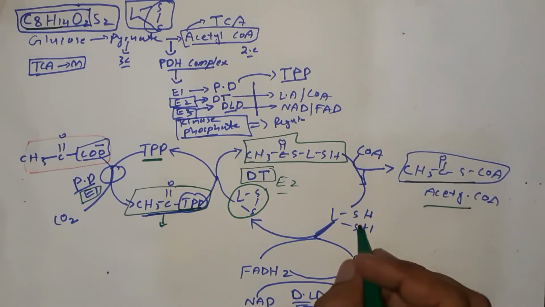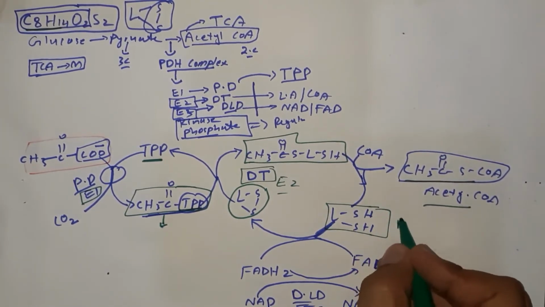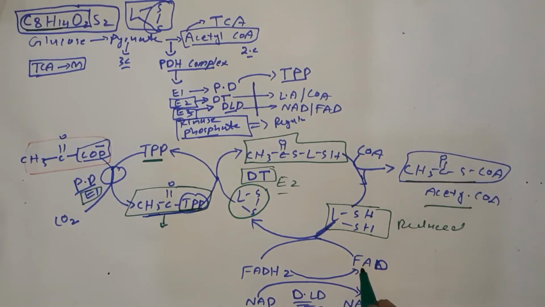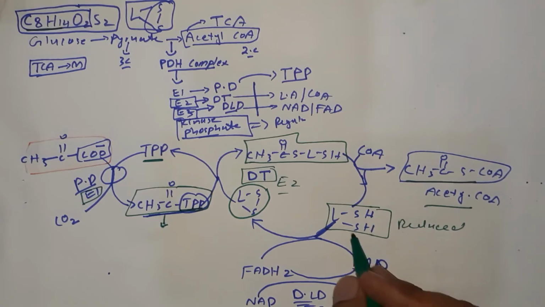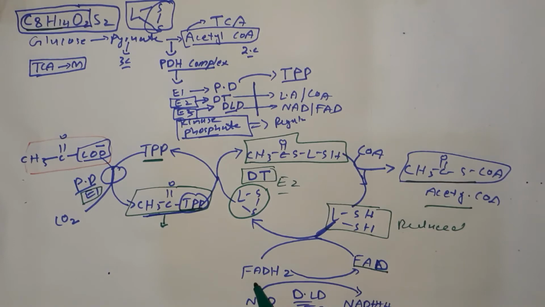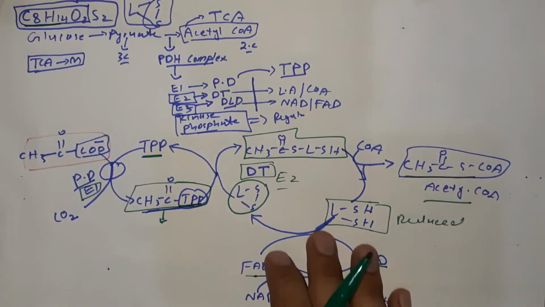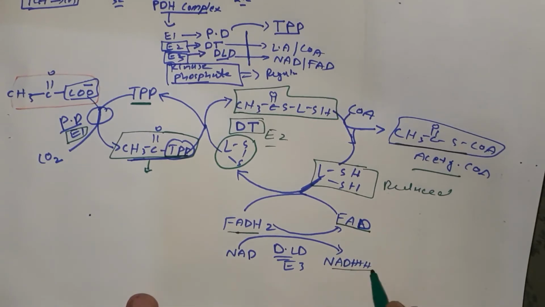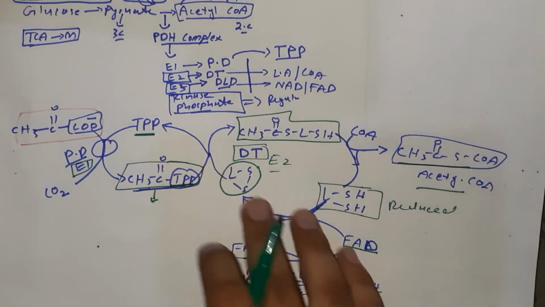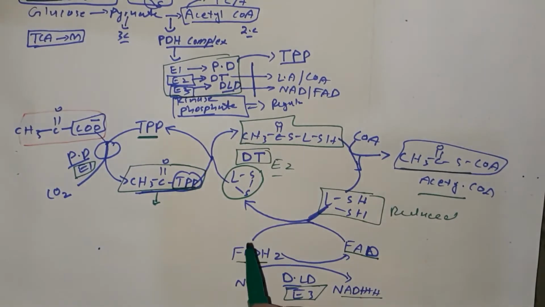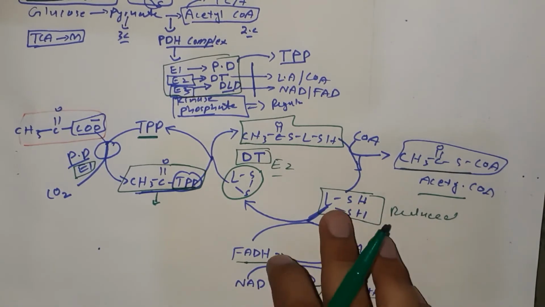Next, in this step, the lipoic acid was reduced by donation of 2 hydrogen atoms, and then FAD comes and takes 2 hydrogens from this lipoic acid, and the original lipoic acid is regenerated and the FAD is converted into FADH2. Next, NAD reacts with this FADH2 and gets converted into NADH plus H, and this reaction is catalyzed by E3. So basically three domains of the PDH complex played their role and acetyl CoA was produced.